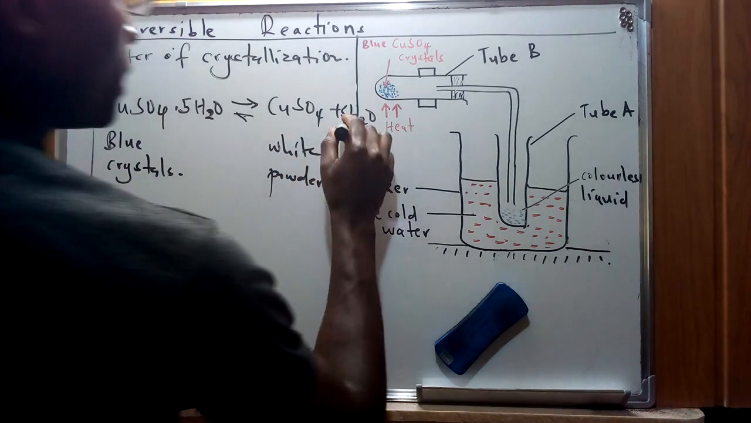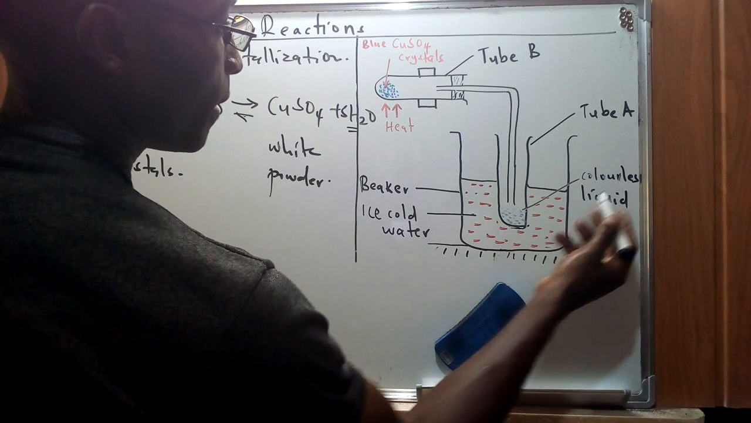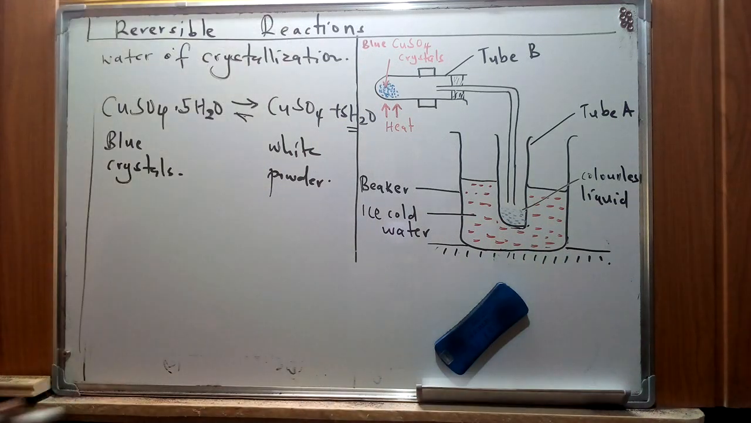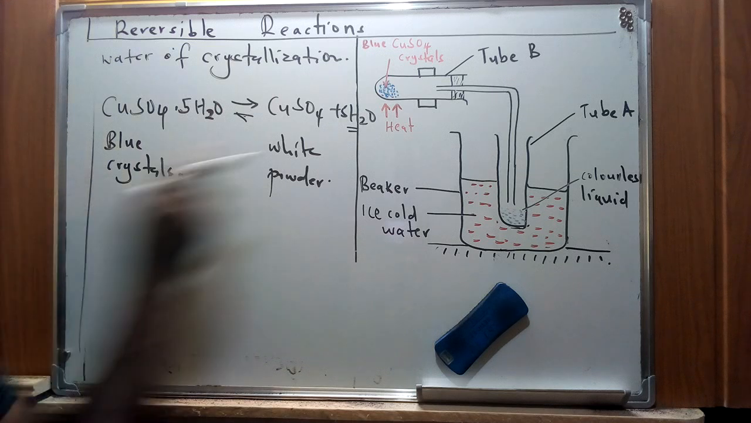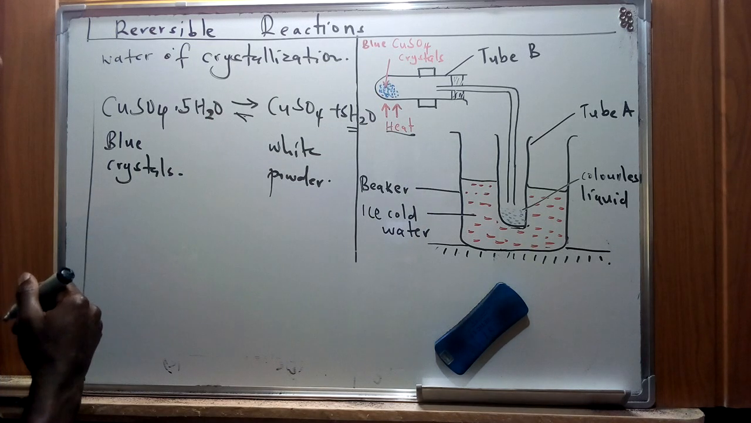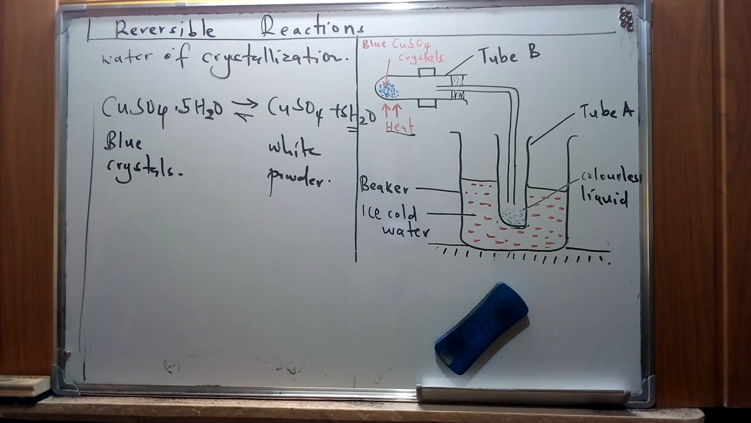Now, if this clear colorless liquid that is formed is poured back into this particular setup without undergoing the process of heating, the crystals are going to turn back into their blue color, which means that they have regained their water of crystallization in order to form copper sulfate crystals.